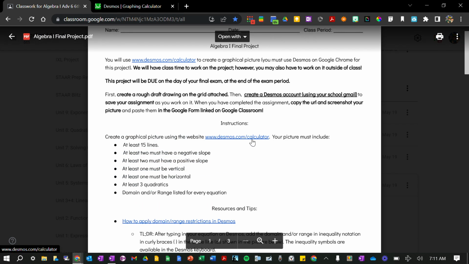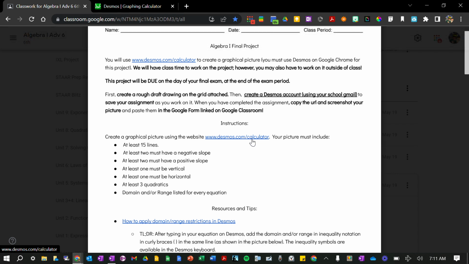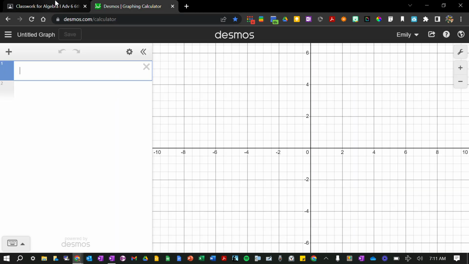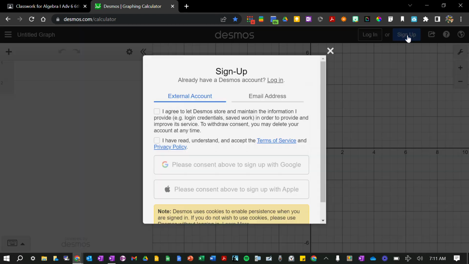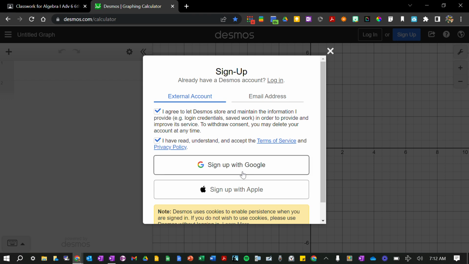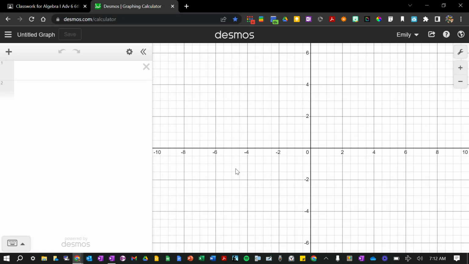So the main idea is that we're gonna be graphing a picture in Desmos. I'm gonna pop on over to Desmos here and sign out so I can show you how to sign up. It's as though you're finding a picture and then graphing the lines to trace the outline of it. When you start, go to desmos.com/calculator. It should be the regular Desmos with the black banner, not the green one. Then sign up so that you can save your work. Sign up, agree, and then sign up with Google, and it's just that easy.